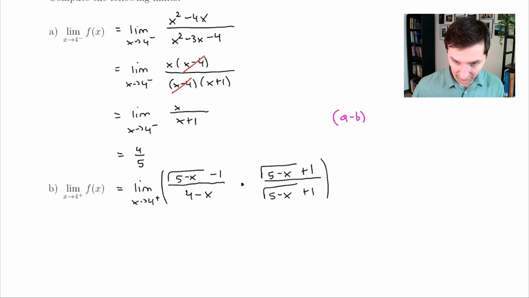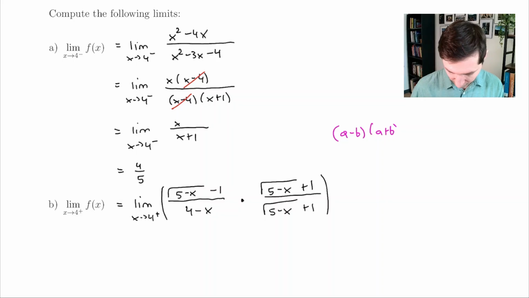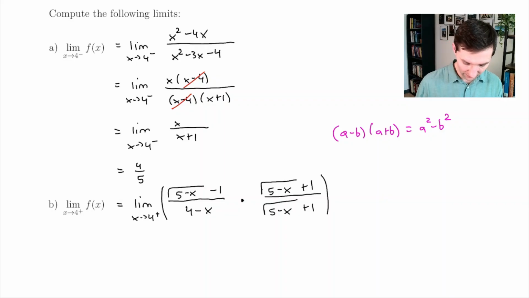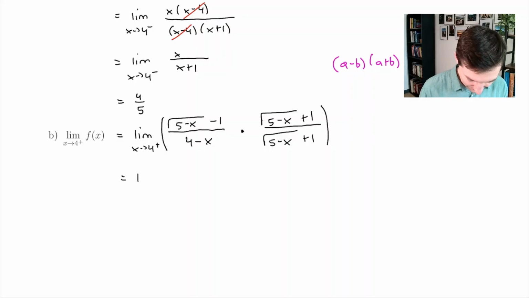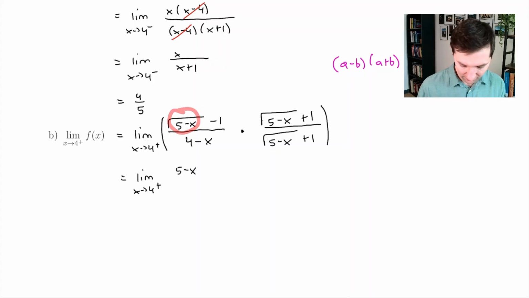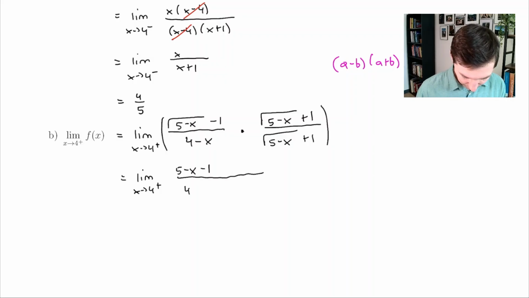Now, this is a minus b, this is a plus b, so I use the formula a minus b multiplied by a plus b equals a squared minus b squared. So now, when I multiply these two, I get the first term squared minus the second term squared. And I get the limit as x goes to 4 from the right side of 5 minus x. That's what I get when I square the square root. Squaring 1 gives me 1, so I get minus 1, divided by 4 minus x multiplied by the second denominator, square root of 5 minus x plus 1.